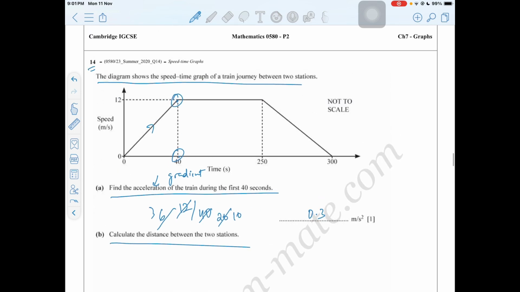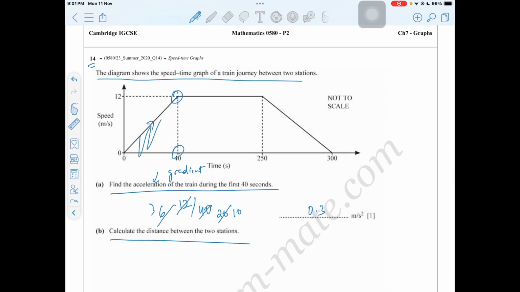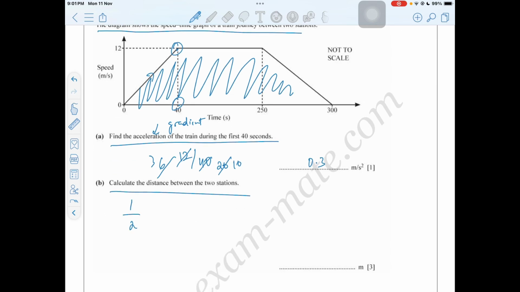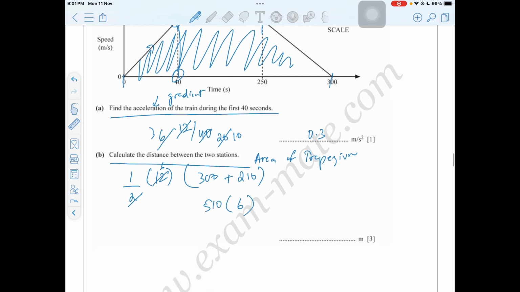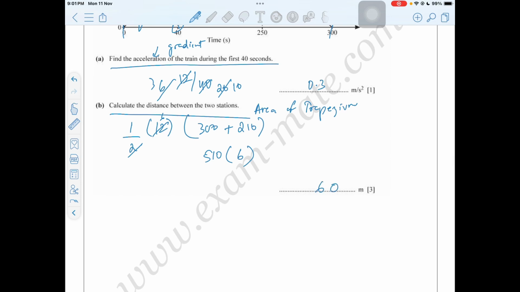Now calculate the distance between the two stations. For calculating the distance, we need to take the area under the graph, right? So we'll be using the area of trapezium. Over here, we have 1 over 2. We have our height as 12. This is basically our height. And we have the sum of parallel sides. This is 300. And this is 250 minus 40, that is 210. This would be cancelled out. This would be 510 multiplied by 6. 6 5s are 30. So this would be 3060.